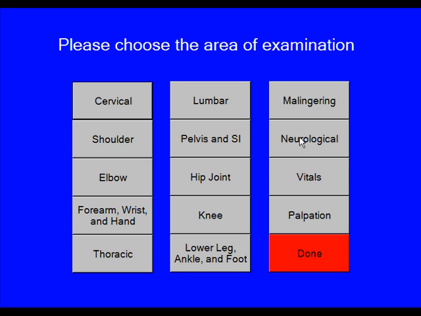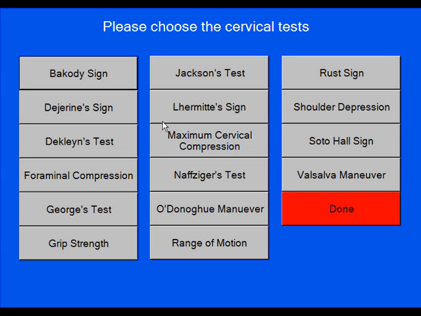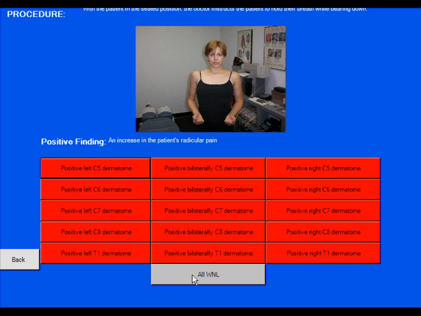You can do neurological tests, vitals, palpation findings, all different types of things. But we're going to do cervical exam, and you can see all the different options we have here. We're going to hit Valsalva, and we're going to say it was within normal limits. There's nice, beautiful pictures in here, and a procedure, exactly how it's done and what exactly is a positive finding.